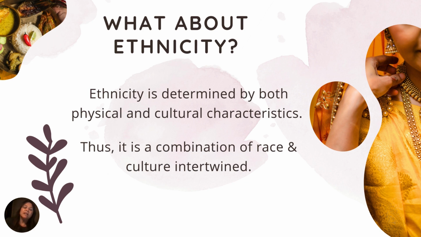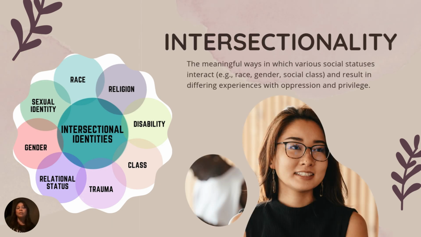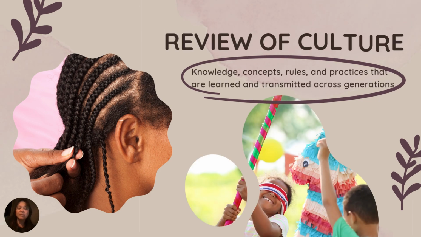So ethnicity, though, is determined by physical and cultural characteristics, and it sometimes is intertwined with race and culture. So when we talk about ethnic identity, we also have to talk about intersectionality. These are meaningful ways in which various social statuses, things like social class, gender, race, and biological sex, can interact with each other and result in differing experiences with oppression and privilege. Intersectionality is a theory about how multiple forms of discrimination can overlap, particularly if a person has multiple minority statuses. So if you're an ethnic minority, a gender minority, a sexual identity minority, an ability minority, all of those come together. And this is how racism, sexism, and even classism can affect marginalized groups.